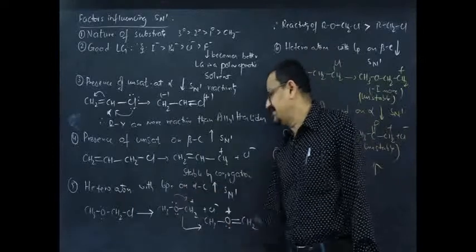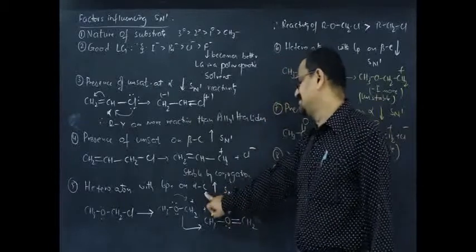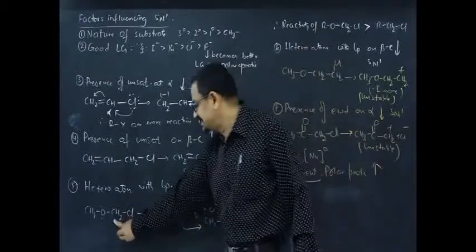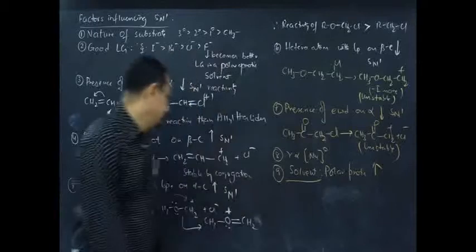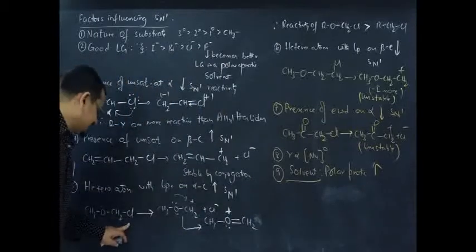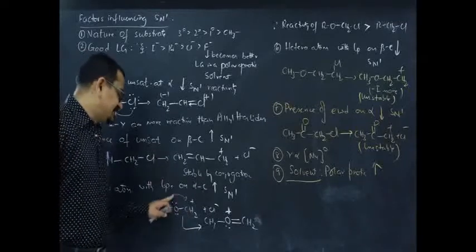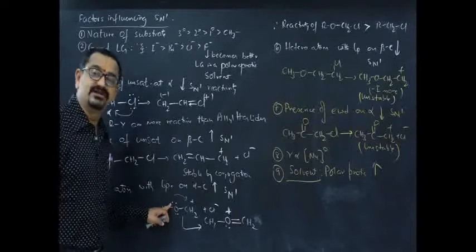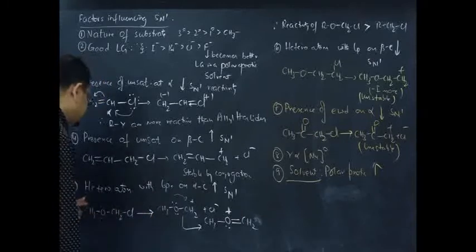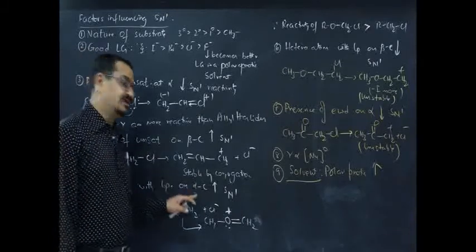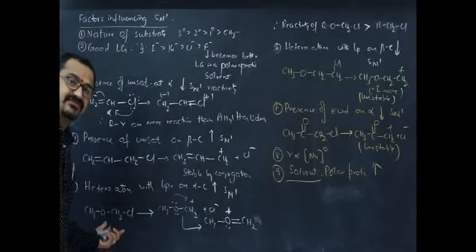The next factor is heteroatom with lone pair: presence of a heteroatom with lone pair on alpha carbon. This is alpha, which is followed by a heteroatom with lone pair. What happens here when this chlorine leaves the site? CH2 bears a positive charge, that is a carbocation. It is immediately stabilized by the mesomeric effect of this heteroatom having a lone pair. In that way the carbocation can be readily stabilized. So, because of this, we can say a heteroatom with lone pair on alpha carbon increases the stability of the carbocation, so it increases the SN1 reactivity of the corresponding halide.